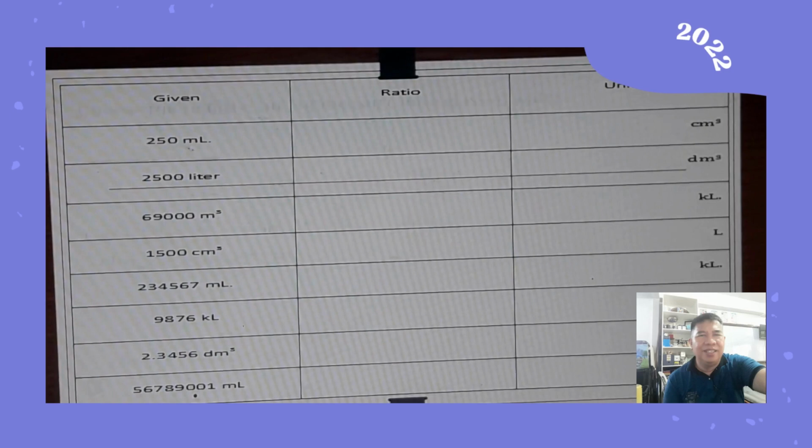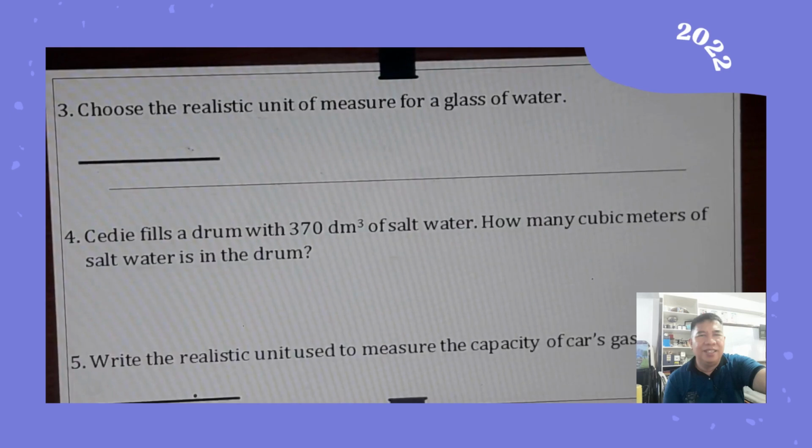Third set. Choose the realistic unit of measure for a glass of water. Number 4. CD fills a drum with 370 cubic decimeter of salt water. How many cubic meters of salt water is in the drum? The third one is write the realistic unit to measure the capacity of a car's gas tank.